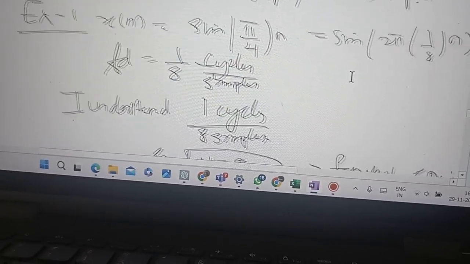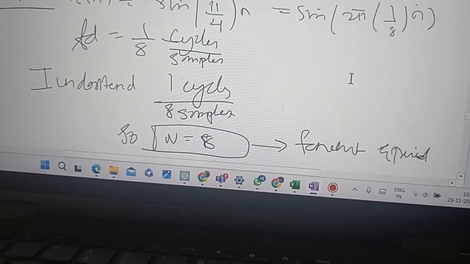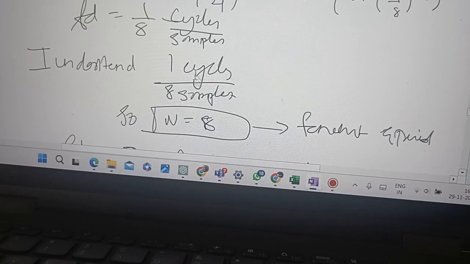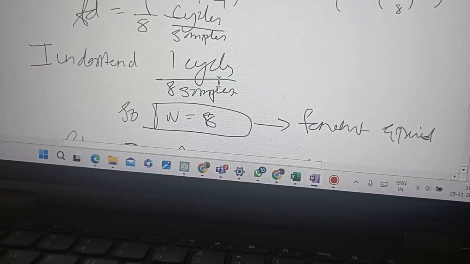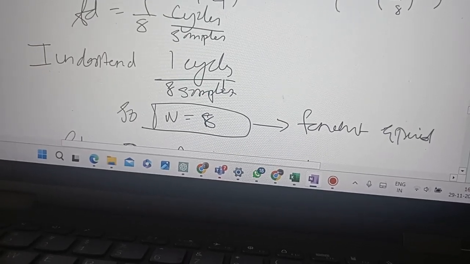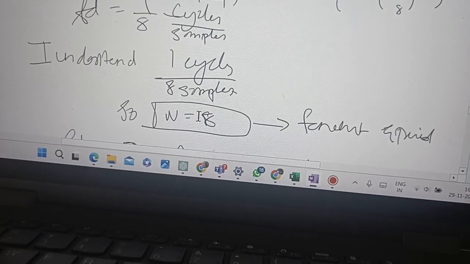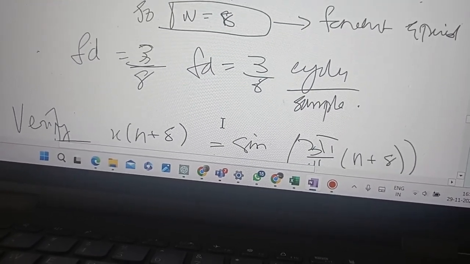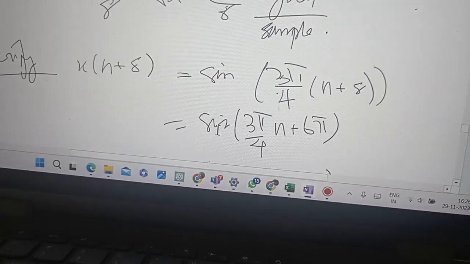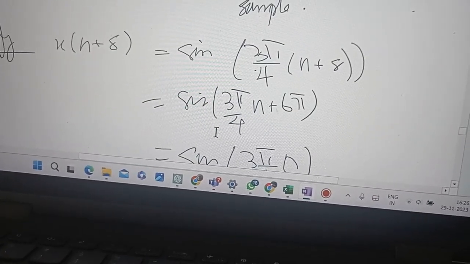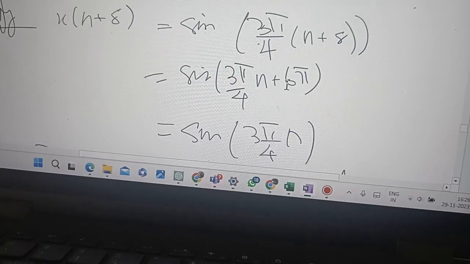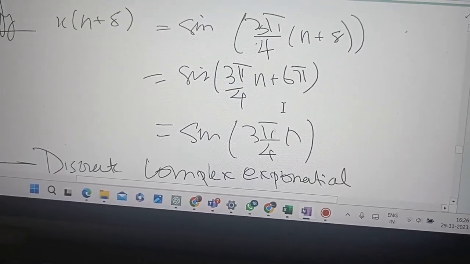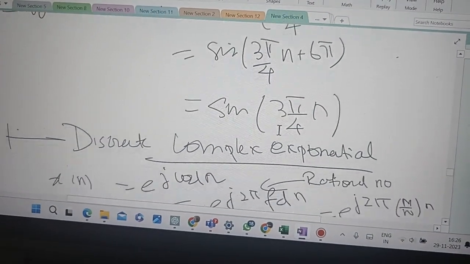Example 1: x(n) = sin(πn/4) is sin(2π n/8), and 1/8 is cycles per sample, so N = 8. For f_d = 3/8 cycles per sample, verify x(n) = x(n + N). Sin(3π/4 (n + 8)) equals sin(3πn/4).